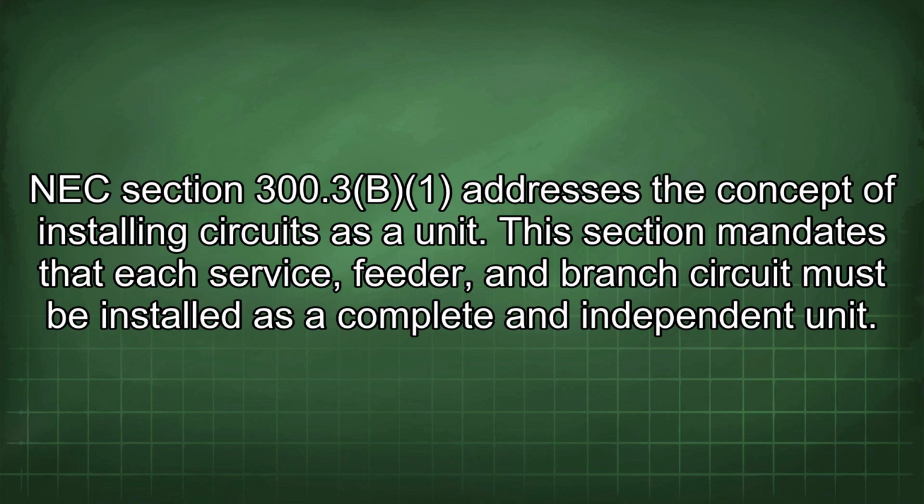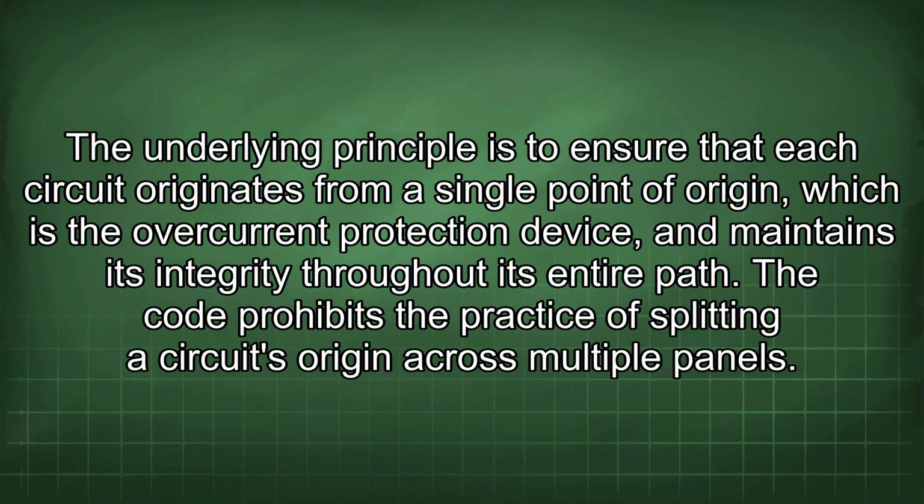NEC section 300.3(B)(1) addresses the concept of installing circuits as a unit. This section mandates that each service, feeder, and branch circuit must be installed as a complete and independent unit. The underlying principle is to ensure that each circuit originates from a single point of origin, which is the overcurrent protection device, and maintains its integrity throughout its entire path.